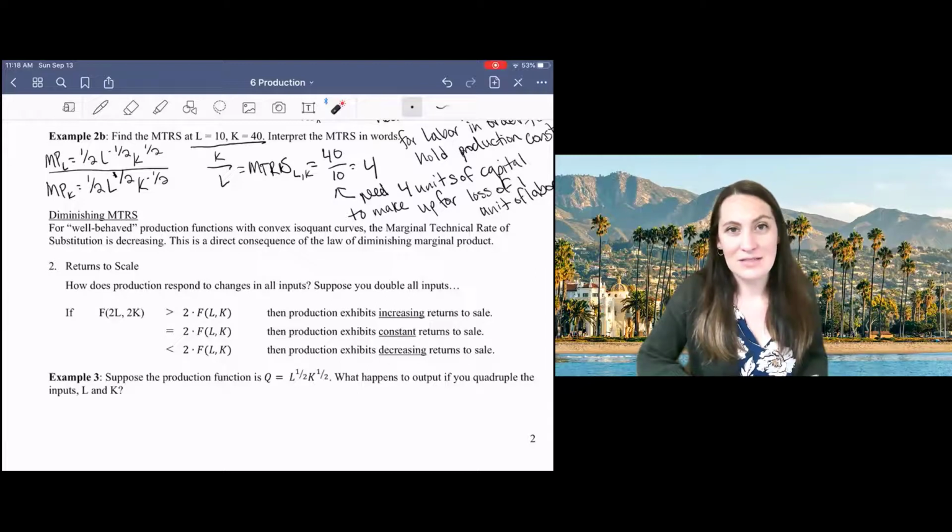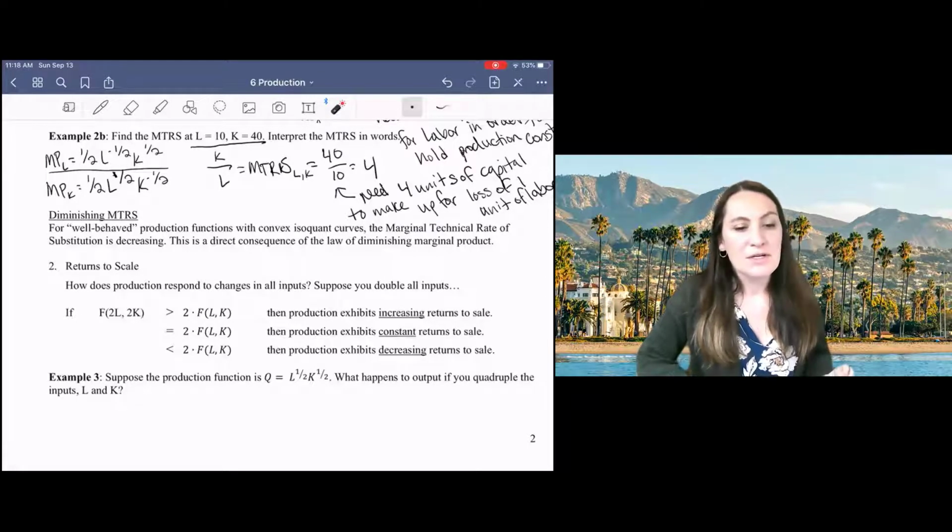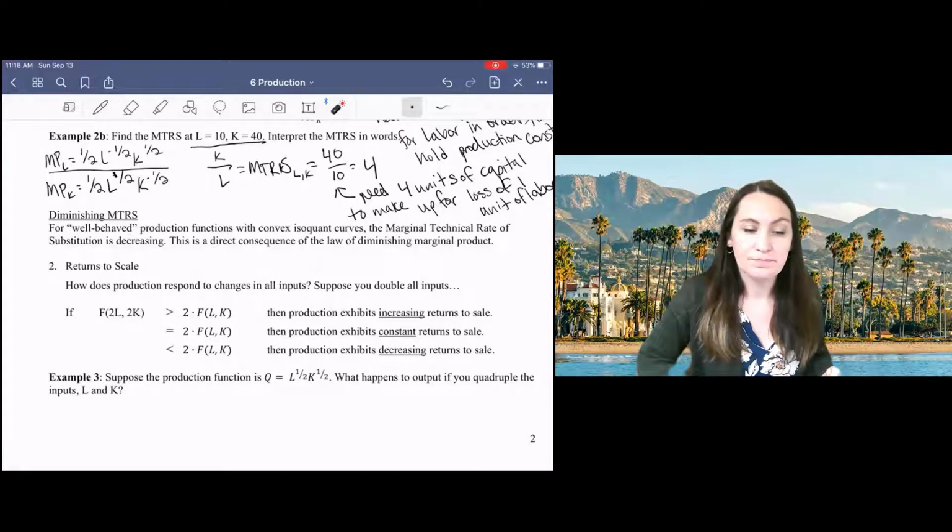Another important characteristic of a production function is returns to scale. With marginal product, we're increasing one input, holding all other inputs constant. And we'll see eventually that marginal product is always decreasing. But returns to scale refers to what happens when we increase all inputs in our production function.